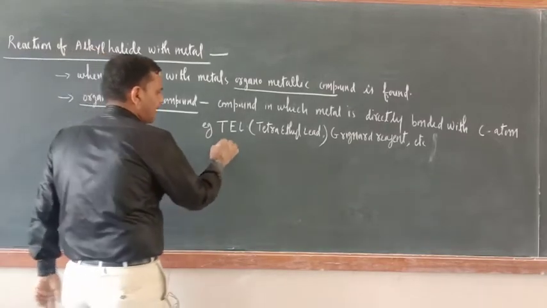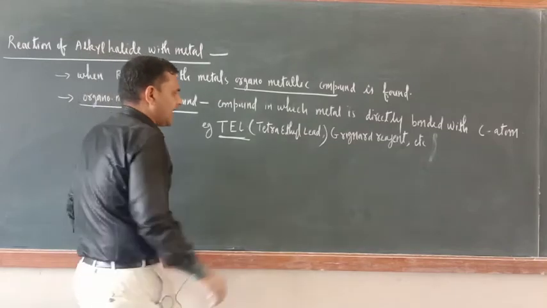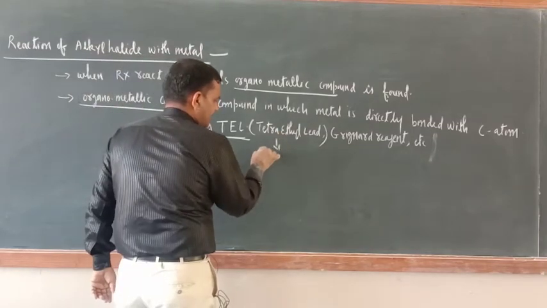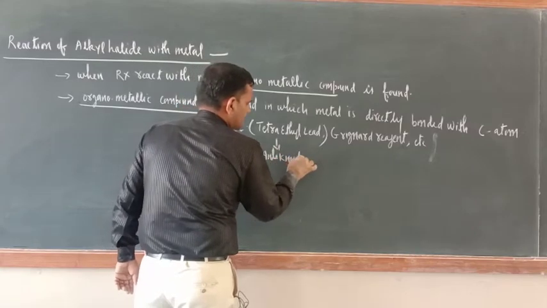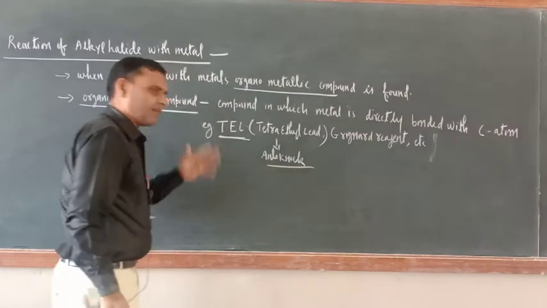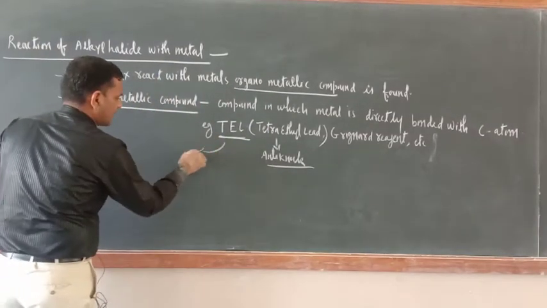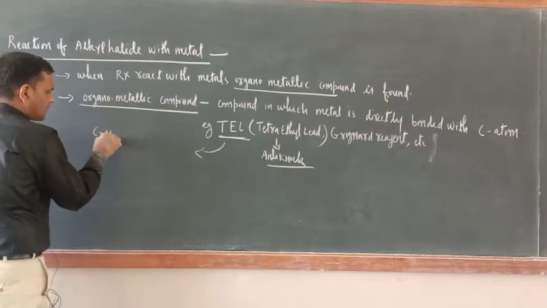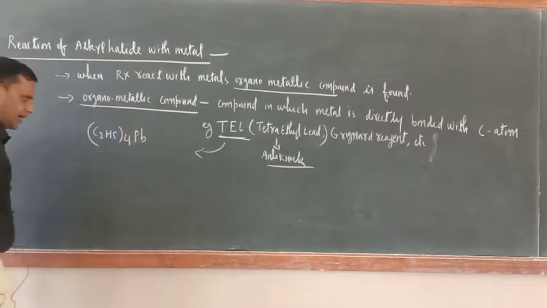You might have heard about this compound, TEL, tetraethyl lead. This is an anti-knock substance. This is used in petroleum. Grignard reagent, one by one I will teach. Tetraethyl lead formula is this one, Pb(C2H5)4.